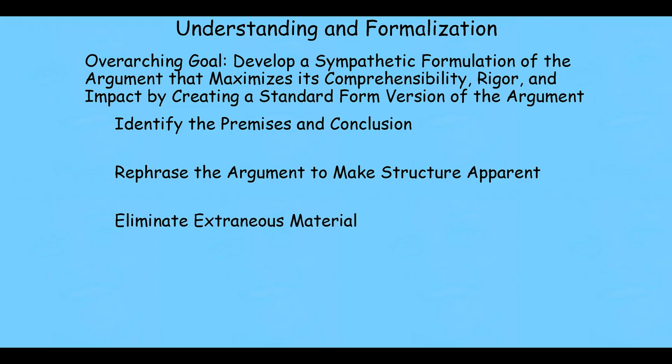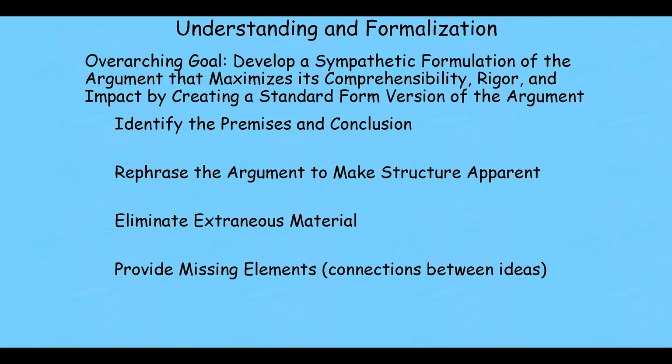We'll eliminate any extraneous material, that is, elements of the original argument that don't actually facilitate establishing the truth or likely truth of the conclusion. And we'll provide any missing elements, that is, things that connect content, phrases, or ideas in the argument so that it's clearer or more straightforward how the premises establish the truth or likely truth of the conclusion. So we'll go through each of these steps in a row now.